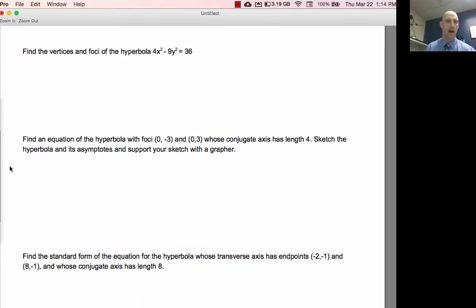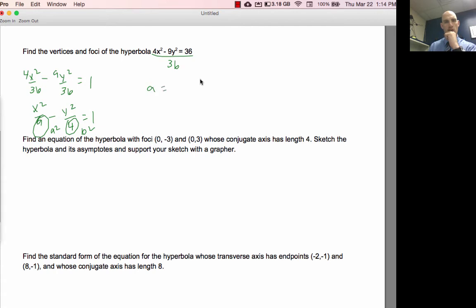Find the vertices and the foci of the hyperbola 4x squared minus 9y squared equals 36. It's got a minus, so feasibly it is a hyperbola, but it needs to be equal to 1, so I'm going to divide by 36. So I've got 4x squared over 36 minus 9y squared over 36 is equal to 1, and this would be x squared over 9 minus y squared over 4 equals 1. So this is a squared, this is b squared.